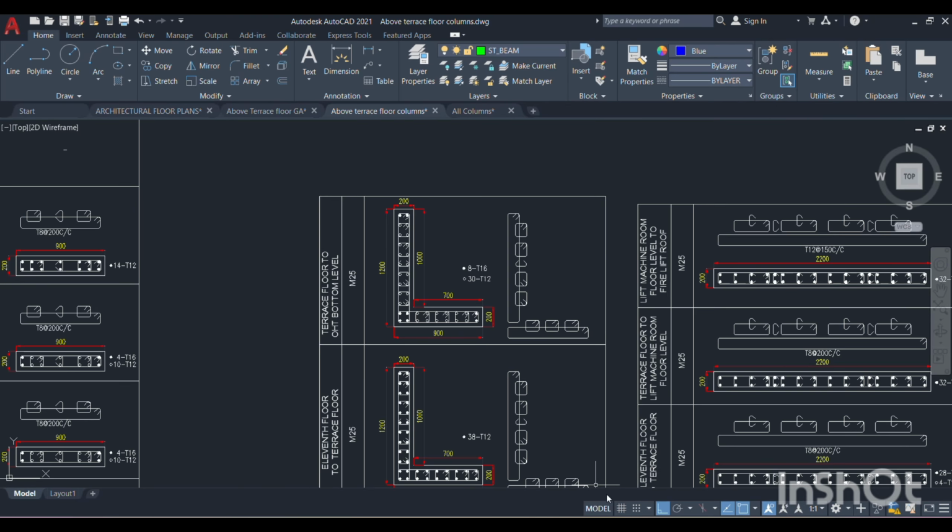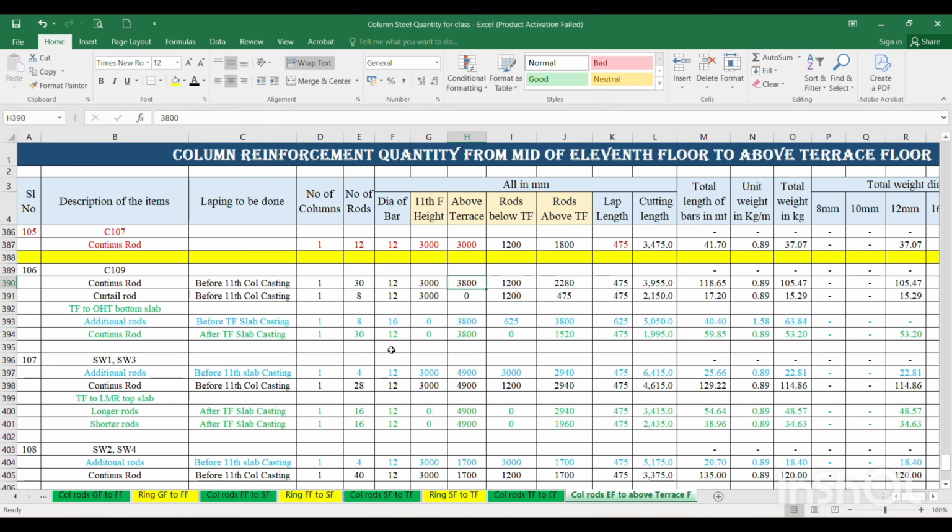Our OHT bottom level is 3800 mm. So that is that one, and this is the additional rod and continuous rod. These are the rods to be lapped after the terrace floor slab casting.